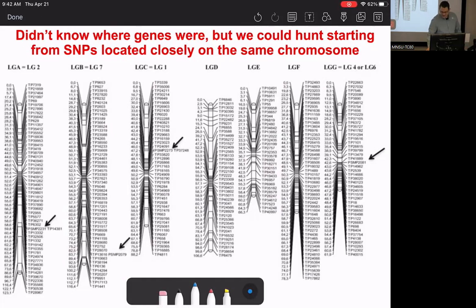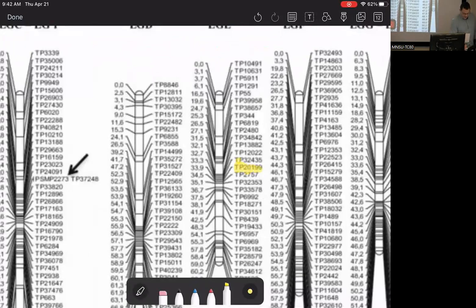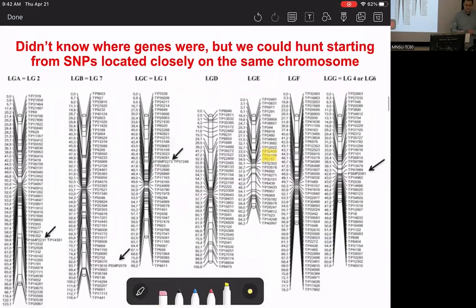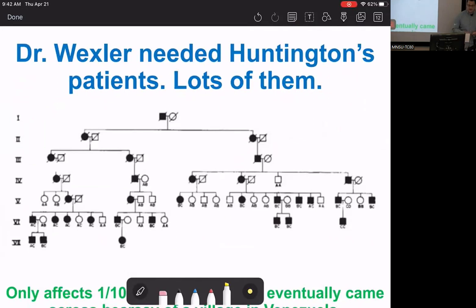The only way to find genes was to say, okay, it's linked right here with these SNPs, for example. It keeps showing up with those ones in families. Now, humans aren't flies though. Limited offspring, right? Huntington's is already rare, kind of a tough deal. So Dr. Wexler's search needed a massive amount of Huntington's patients. And this is tough, obviously, because it kills you around 30 to 40, maybe 50.